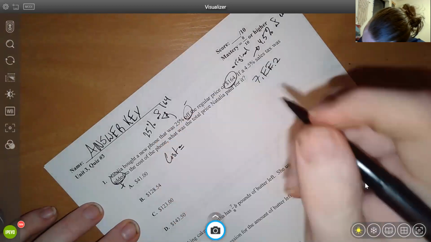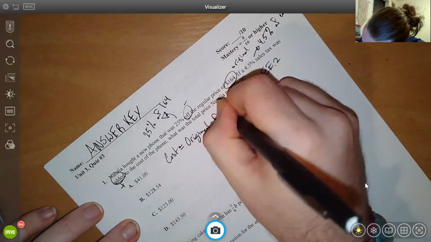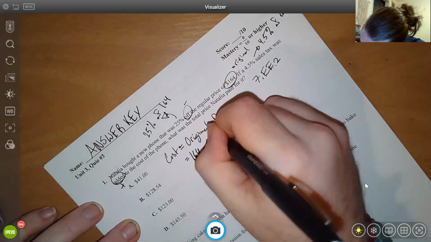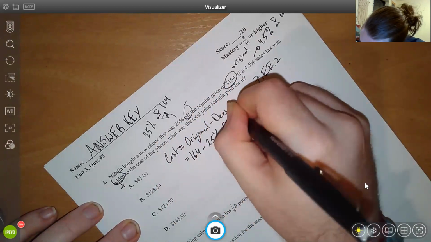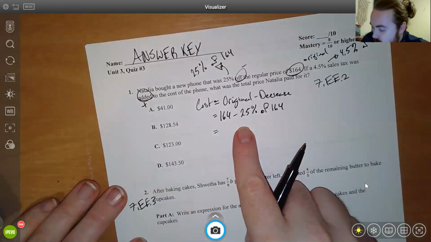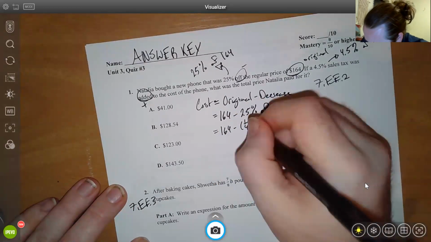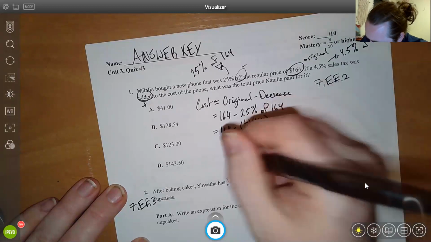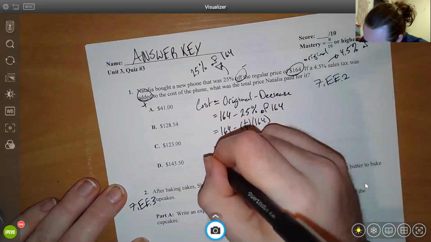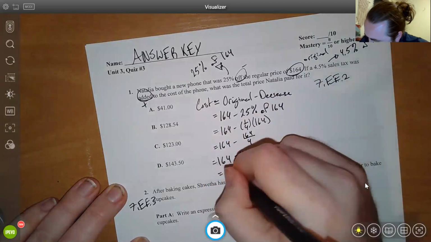Now, the cost is going to equal the original minus the decrease. In this case, it would be 164 minus 25% of 164. Remember, 25% is the same thing as 0.25 or 1/4. And 1/4 of 164 is 41. Subtract that, and we get 123.